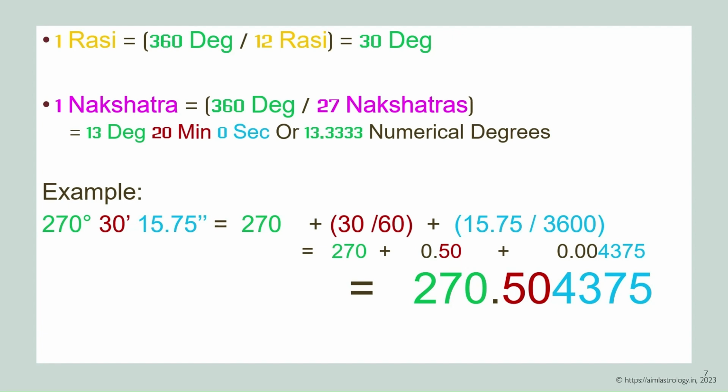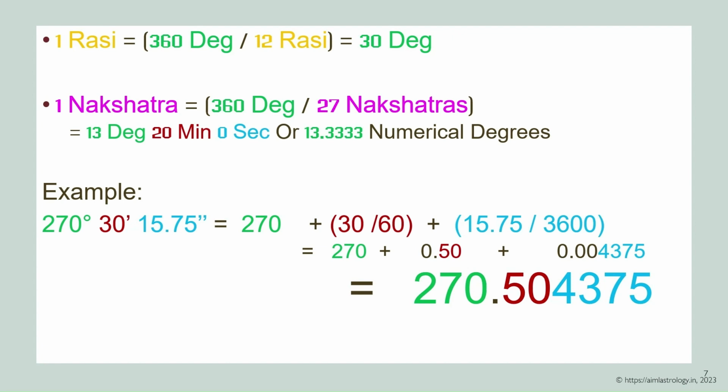One nakshatra consists of 4 padas. If you divide the 13.33 equally into 4 parts, each pada will get 3.33 numerical degrees. This is the very basis for Indian astrological calculations.